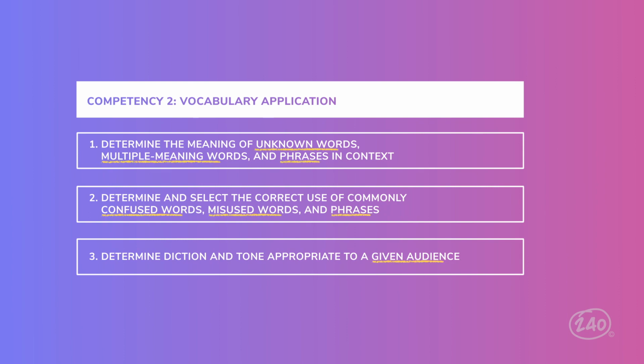Here you'll work with words and phrases, and even sentences and passages. It probably doesn't surprise you to hear that you'll determine word meaning and correct use in the vocabulary competency. But skill number 3 here, let me show you what this one's all about. You'll be given a scenario in which there is some form of communication, most likely a writing piece or a speech that needs an opening line.